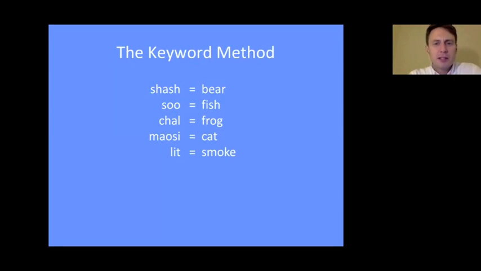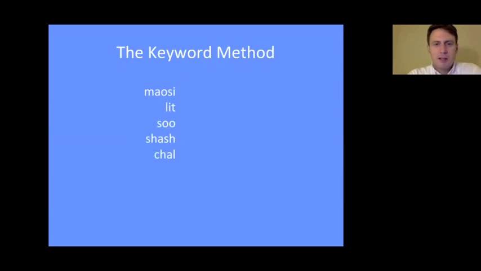Shal for frog. How about there's a frog in a shallow pond? Nice. Does that work? Okay. Mousy for cat. Sounds like mouse. Yeah. Sure, okay. And lit for smoke. So maybe you light a fire and there's smoke. Does that work? All right, here's the test.